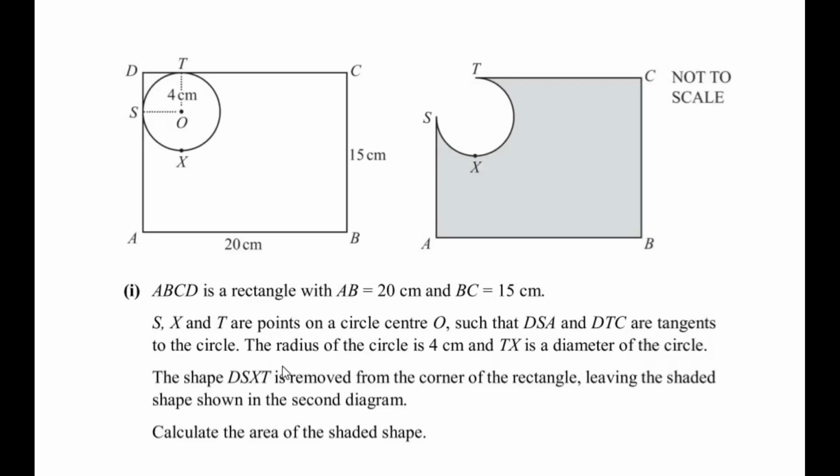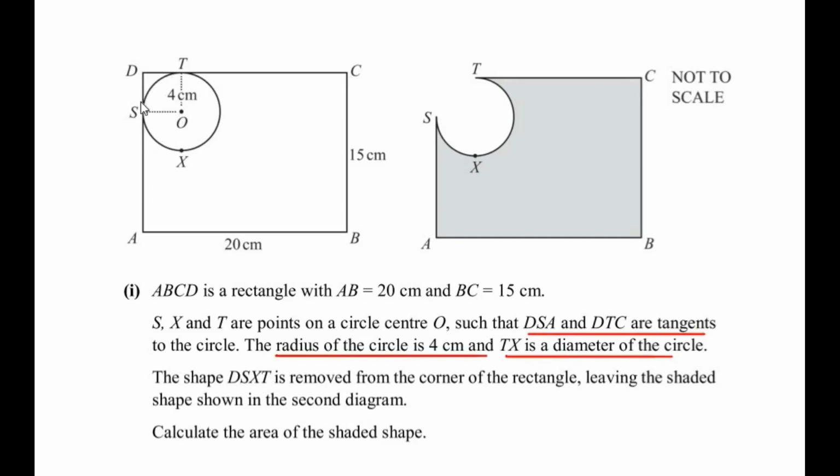In this video we are going to solve an example from mensuration. ABCD is a rectangle with AB given as 20 cm and BC as 15 cm. S, X, T are points on the circle with center O such that DSA and DTC are tangents to the circle. The radius of the circle is 4 cm and TX is a diameter of the circle.